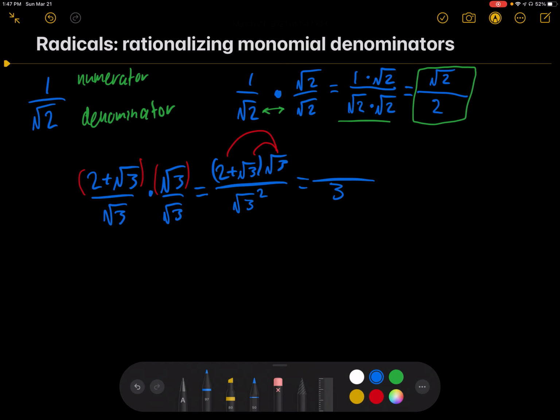So square root of 3 times square root of 3 gets us 3, and the 2 times square root of 3 just gets us 2 square root of 3. So 2 square root 3 plus 3. So that's our final answer, 2 square root 3 plus 3 all over 3. That's how you rationalize denominators with a square root.